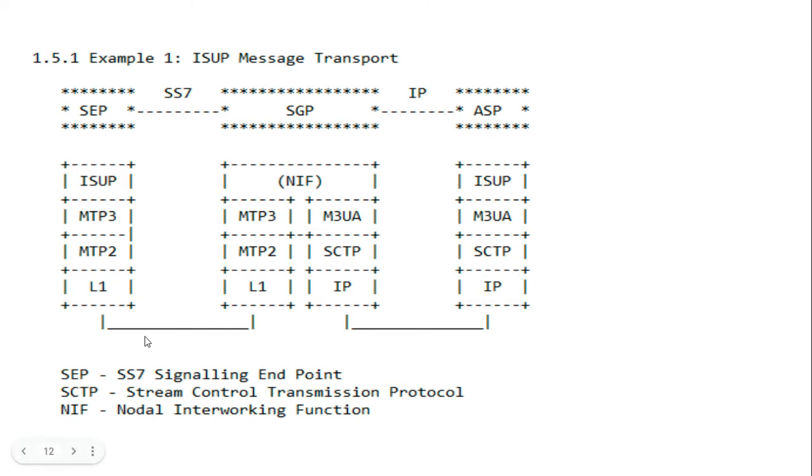These are connected over E1 lines. What the signaling gateway does is convert this E1 signal to a SIGTRAN signal and send it to your application. When your application reverts back with some signal, it converts this to E1 and sends it to the signaling endpoint. So this is how the ISUP message transport happens over SIGTRAN.